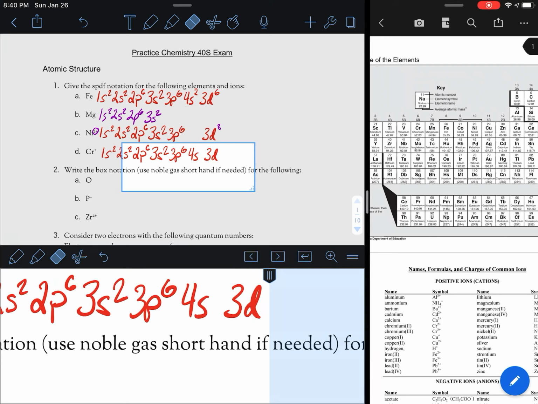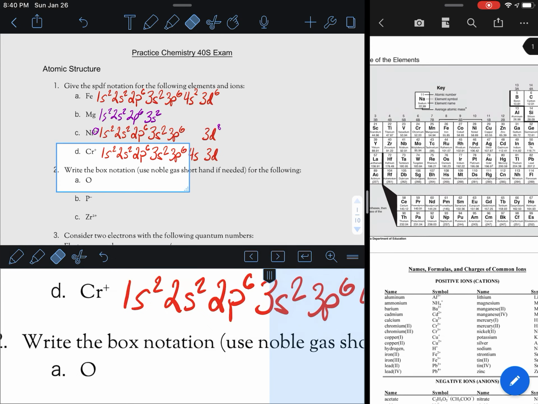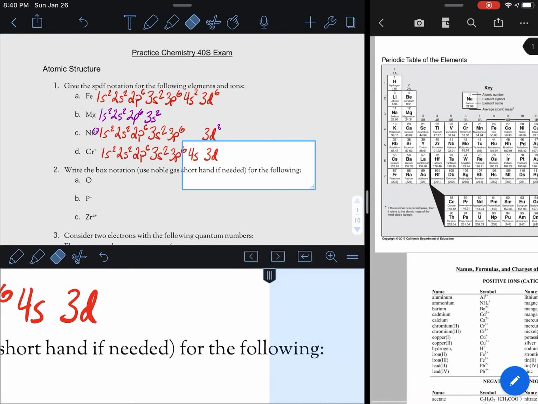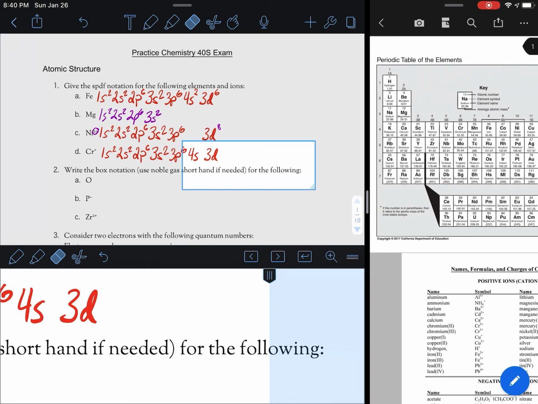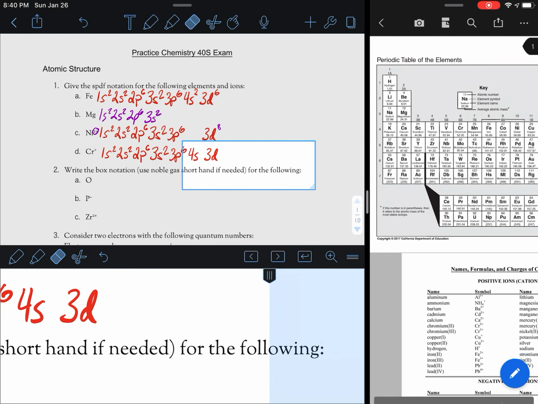Okay, chromium is in the 4th row, so I'm going to set up for a 4th row element. That means all of the electrons before the 4th row are set in stone, they're filled. So I only care about this 4s business and the 3d. Let's count how many electrons it is. We've got potassium, calcium, scandium, titanium, vanadium, chromium, or 1, 2, 3, 4, 5, 6. So I have 6 electrons.